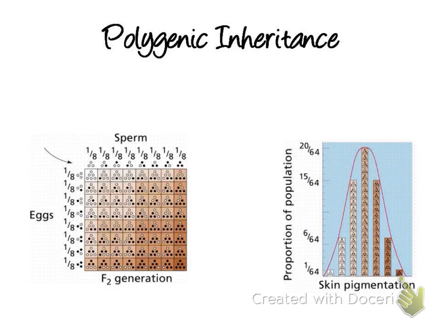Polygenic inheritance. Poly means many. Okay. So you have many genes controlling one trait. And the main example here is usually going to be skin color and height in humans.